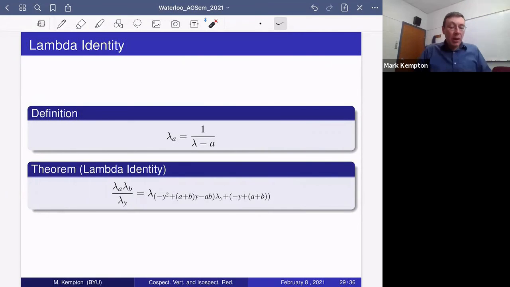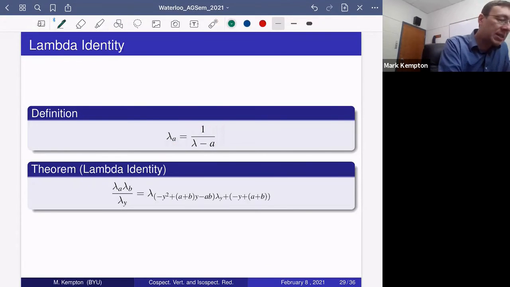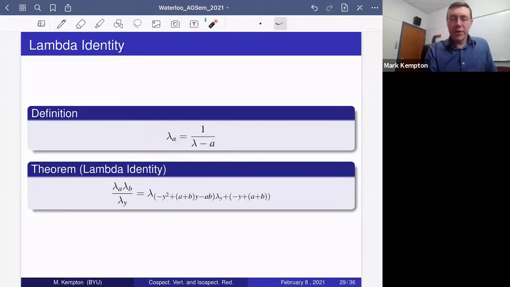Most of what I'm about to say is work done by an undergraduate research assistant, John Tolbert is his name. One important thing is what's called the lambda identity. So for convenience, we're going to abbreviate the function 1 over lambda minus a by just lambda sub a. And I guess the idea here is that this is sort of an easy thing to reverse engineer.